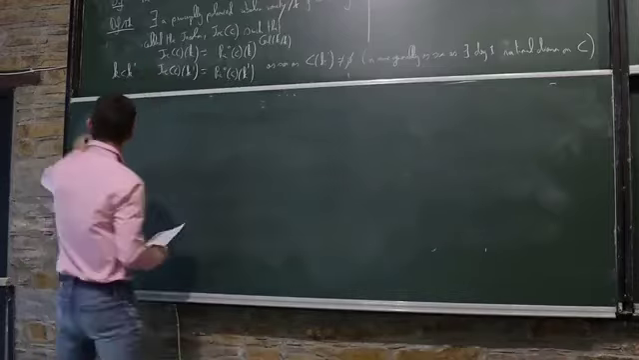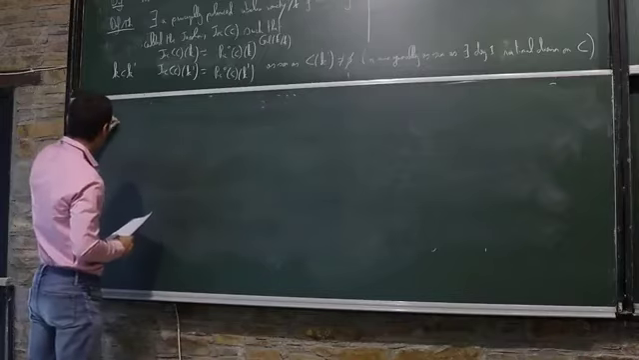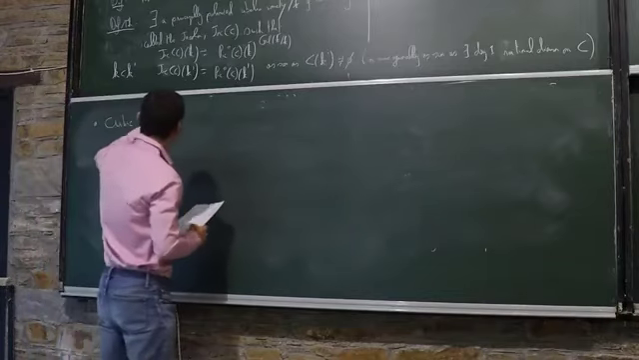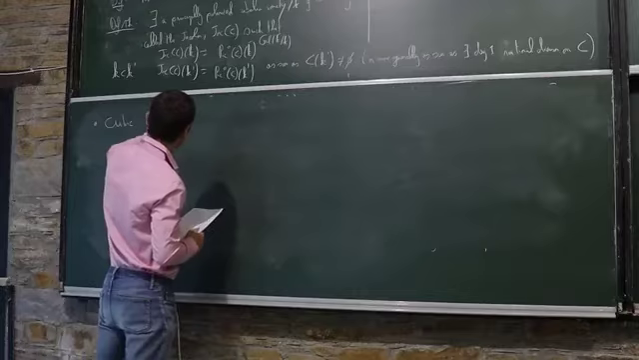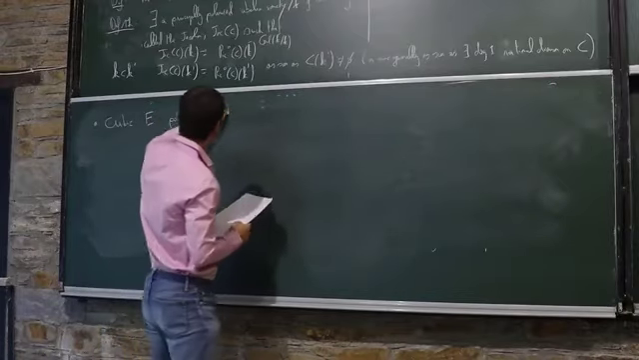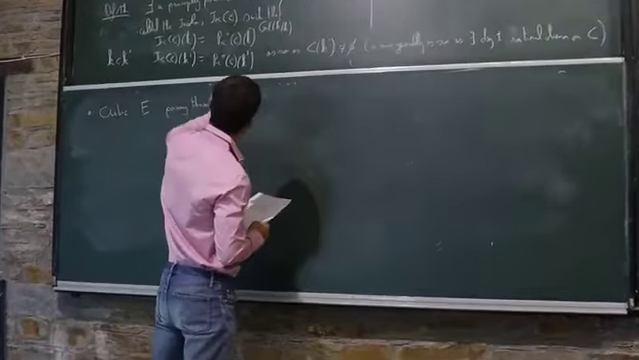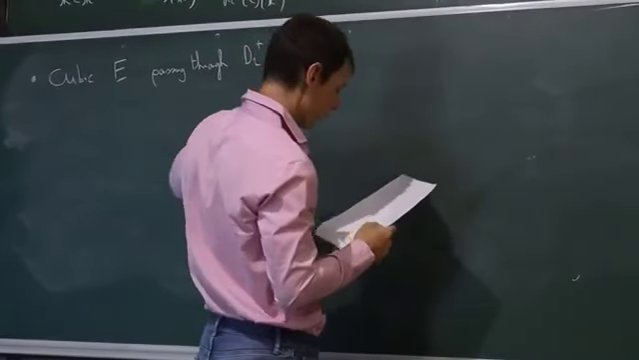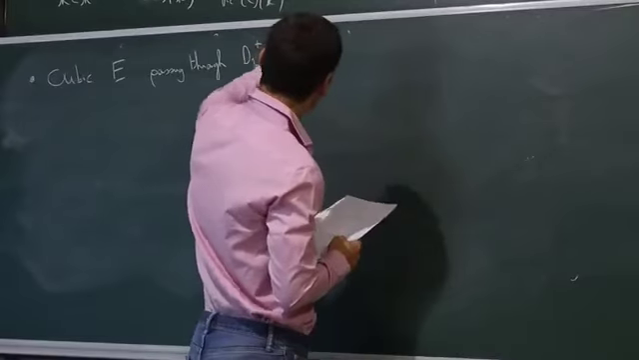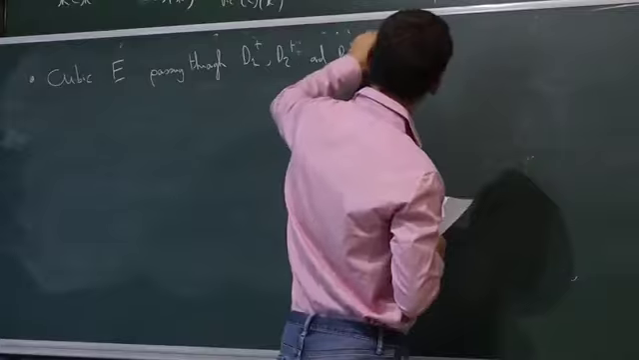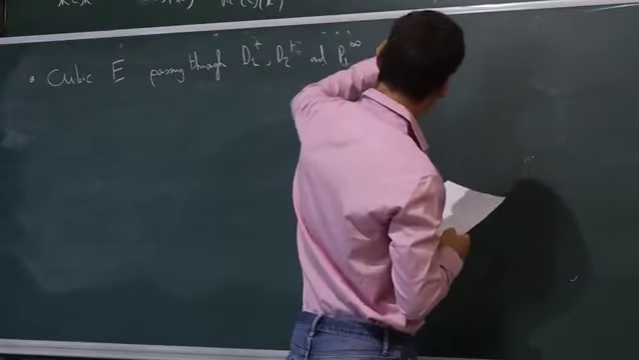So first, consider a cubic E passing through, maybe with multiplicity, but I write it just like this, passing through the support of D1 plus, D2 plus, and the points P1 infinity, P2 infinity, and P4 infinity.